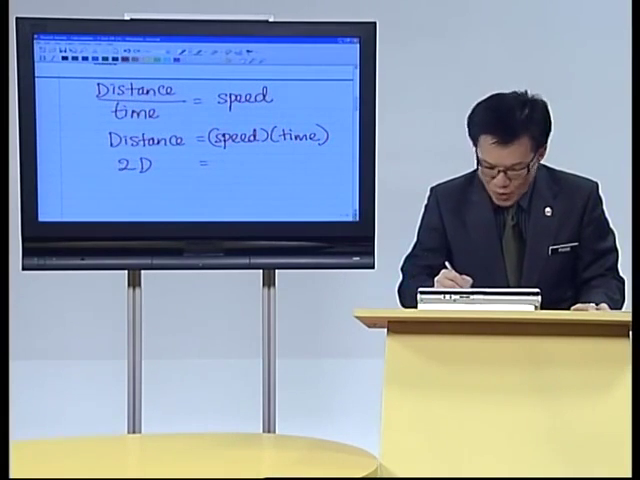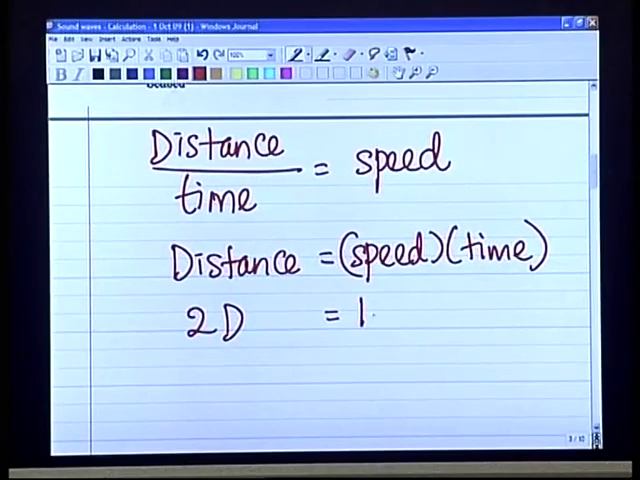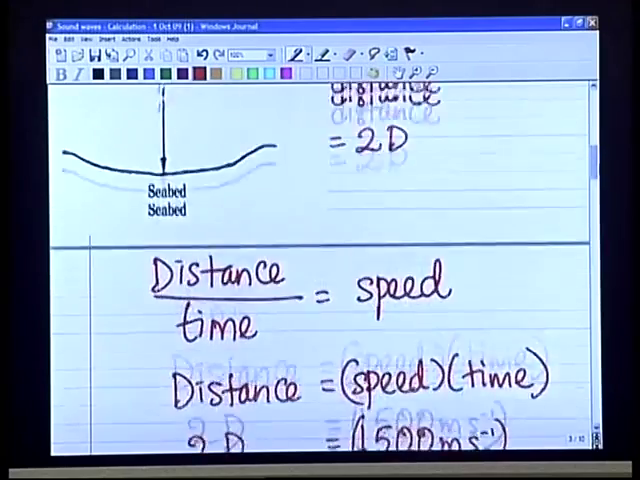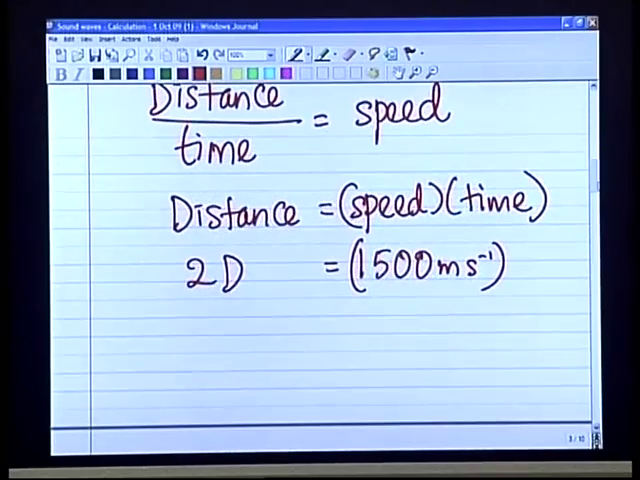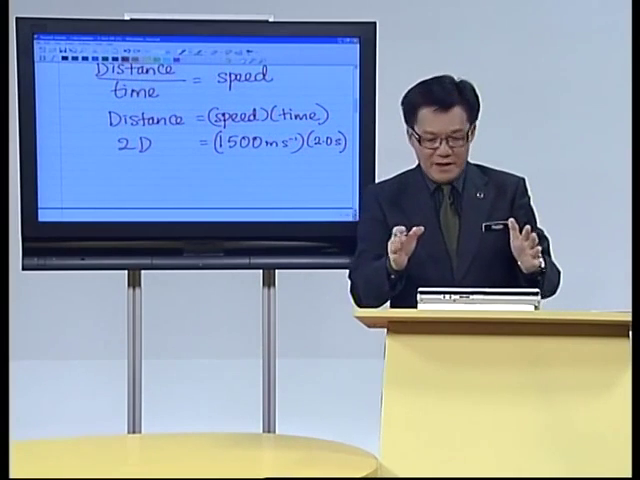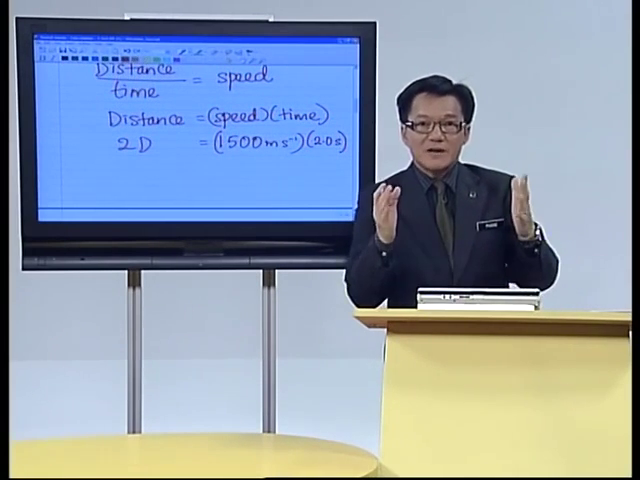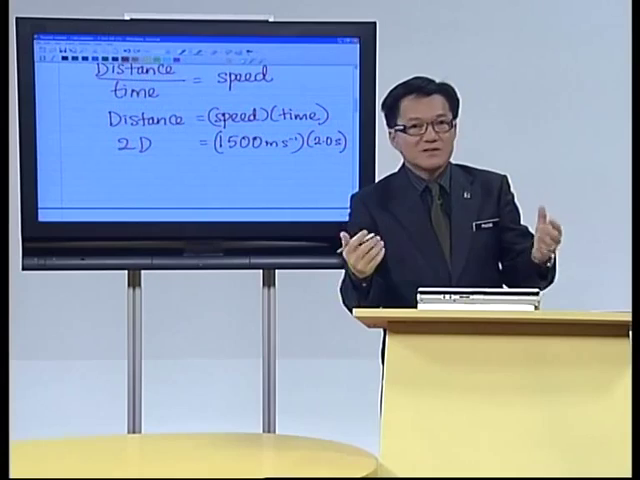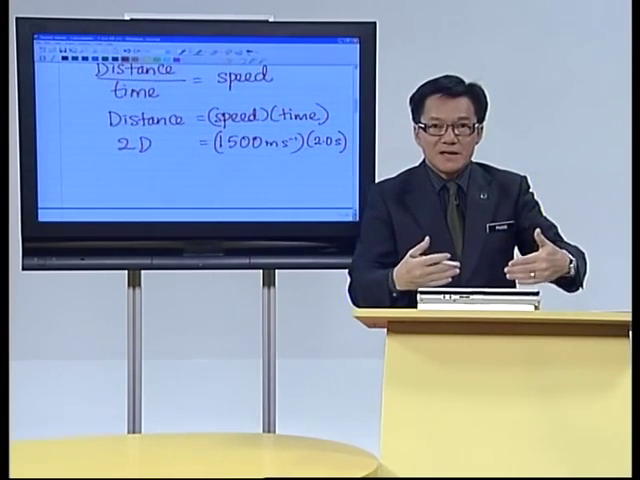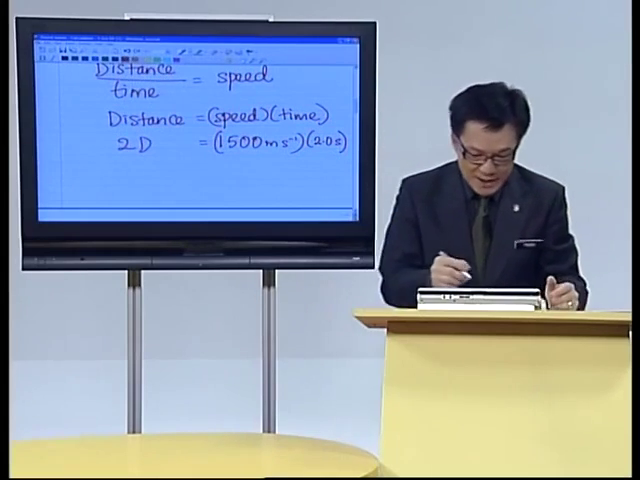What is the speed? 1,500 meters per second times time. What is the time? 2 seconds. Alright. So once you work this out, and by the way, this is the time where you can take out your calculator, not from the start. You write it down first, step by step. The last step, then only you use the calculator.